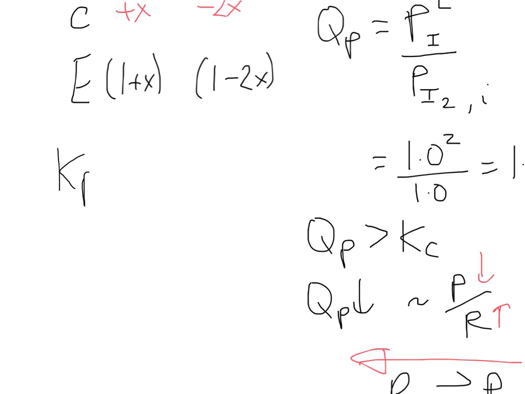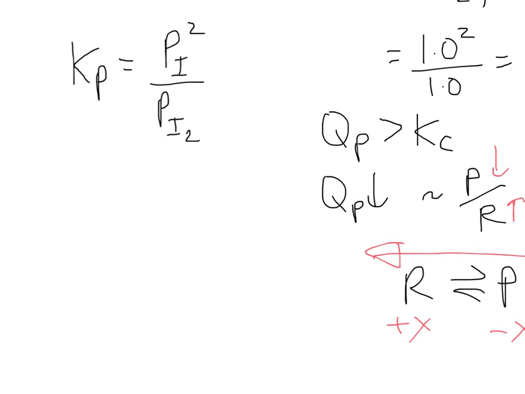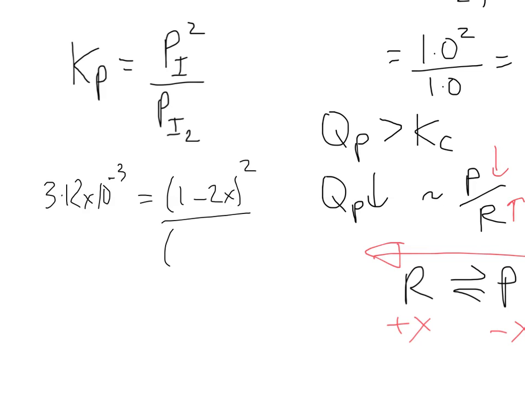We write down our expression for K. Now it's Kp, but same principles. Partial pressure of iodine squared over partial pressure of iodine molecules. And we're told this value, so let's plug it in. So this was basically 3.12 times 10 to the minus 3. And that's equal to the partial of iodine, that's (1 minus 2x) squared, over the partial of iodine molecules, that's 1 plus x.